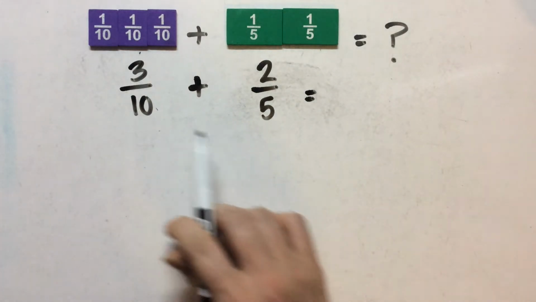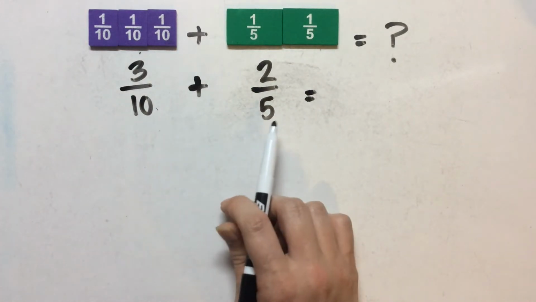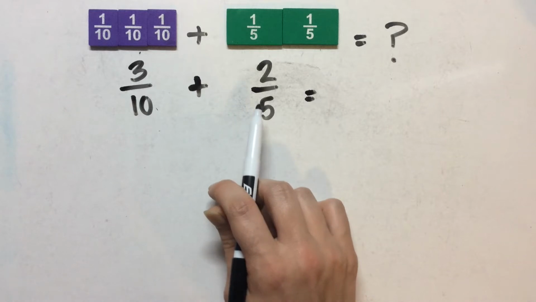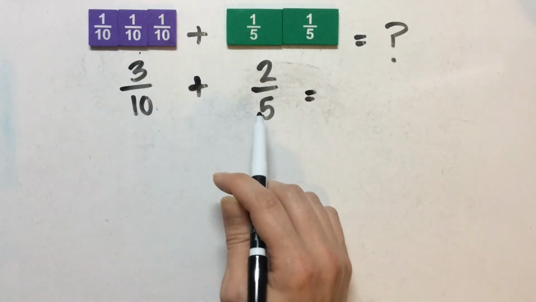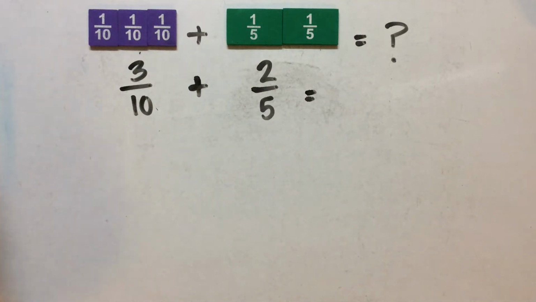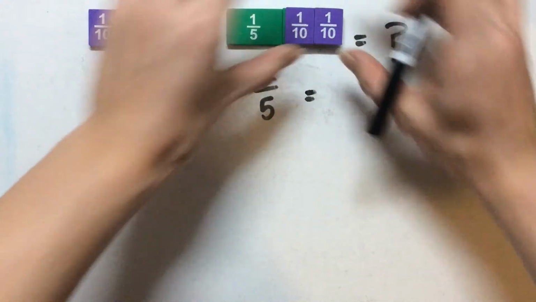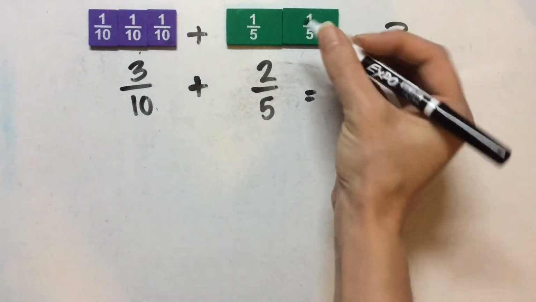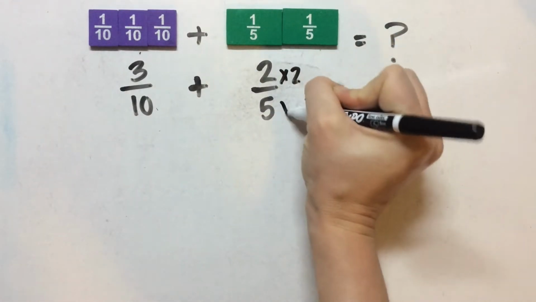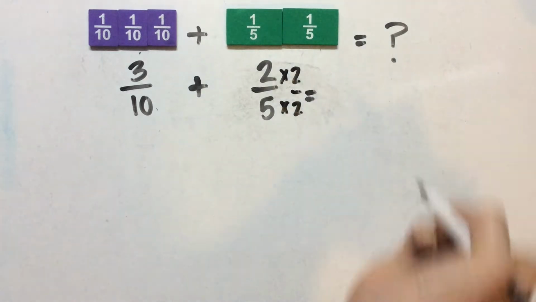Okay, so I know that 10 is a multiple of 5, so that means I can take 5 times 2 and get to 10. So that's how I'm going to change 2/5 to tenths, and you can see that 2/10 equals 1/5. So I'm going to multiply on the top and the bottom.